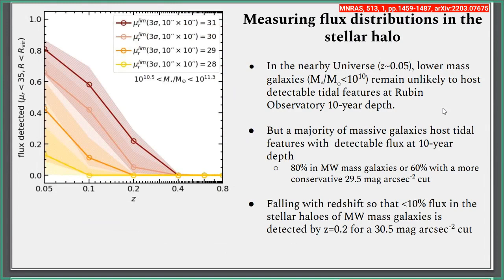And of course, this is going to fall as we go to higher redshift. So if we go to a redshift of 2 with this 30.5 magnitude per square arcsecond limit, then this is going to fall to about 10% of these Milky Way mass galaxies having detectable tidal features.